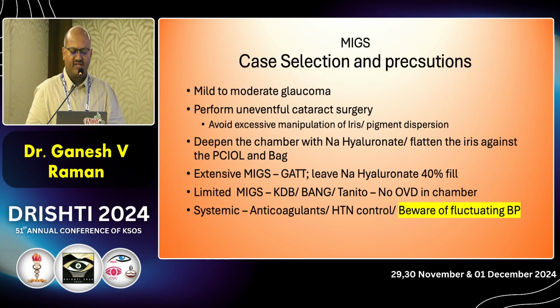So case selection is very important. Mild to moderate glaucoma is what we usually do MIGS for. If you have to combine it with cataract surgery, make sure you do an uneventful cataract surgery in these eyes. Don't touch the iris too much, avoid pigment dispersion, and deepen the chamber with sodium hyaluronate. With extensive MIGS, like GAT, always leave sodium hyaluronate, 40% fill. And with limited MIGS like KDB, Bang, Tanito, don't leave any OVD in the chamber.